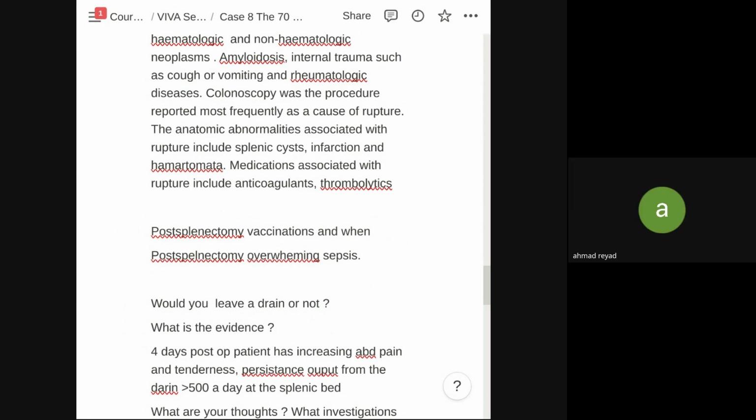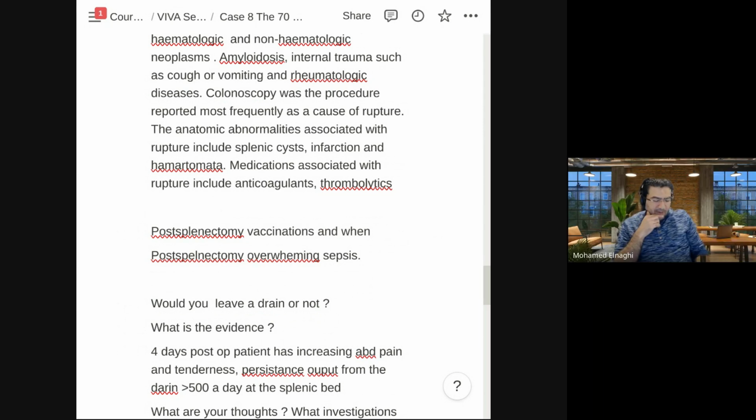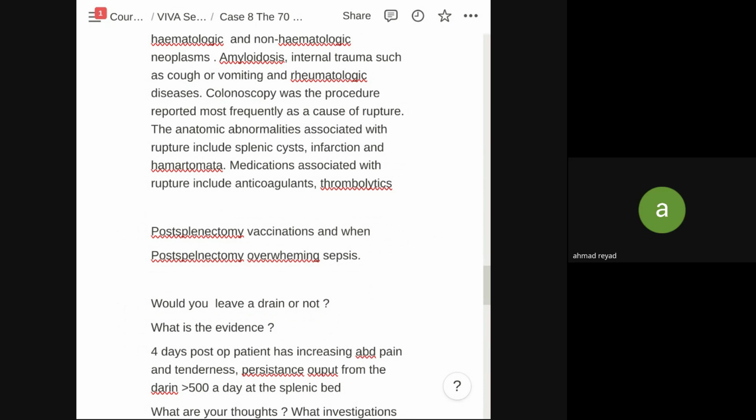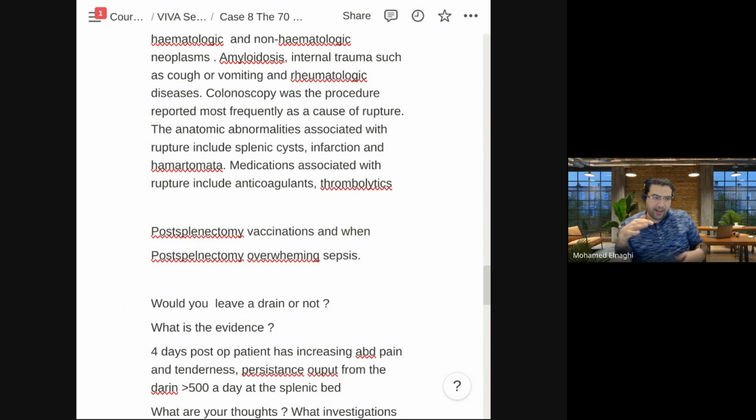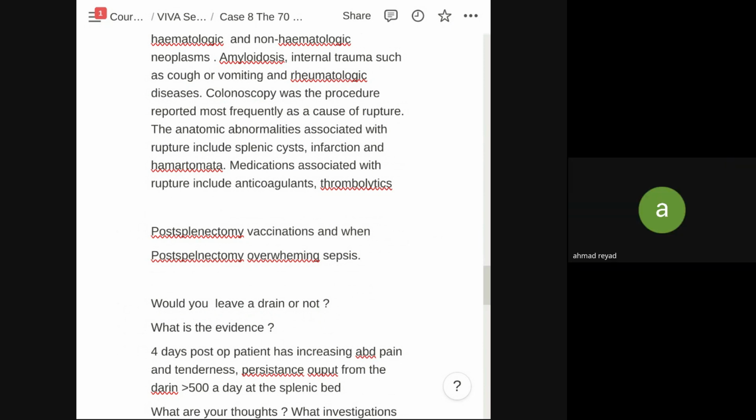My main concern here would be a pancreatic fistula due to the splenectomy. The distal part of the pancreas may fistulate into this surface. I would investigate by analysing the drain fluid to see if it's high in amylase or lipase. So definitely this is a pancreatic fistula. Okay, so what do you mean by high? I think three times higher than the normal level in the bloods.